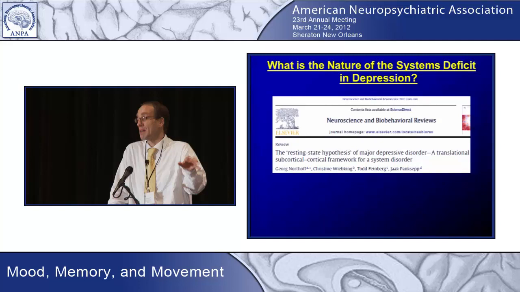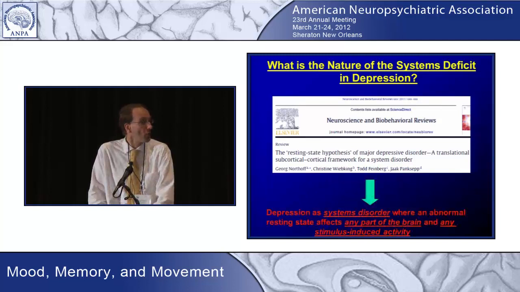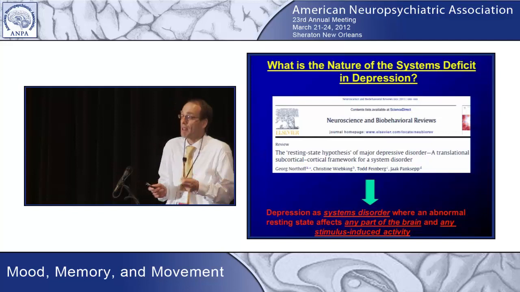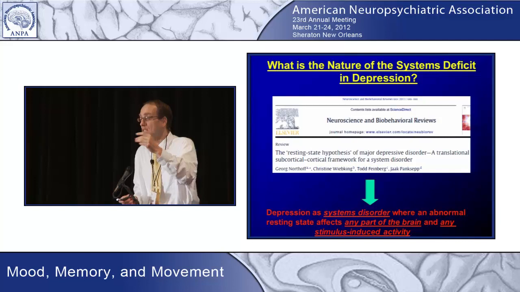So, obviously there are also other regions which show a lower resting state activity. I will come back to that later. And if the resting state activity is disbalanced in the brain, that means that any kind of task or stimulus-related activity cannot but be affected by that. And that, I think, accounts for many of the clinical symptoms we see in depression.